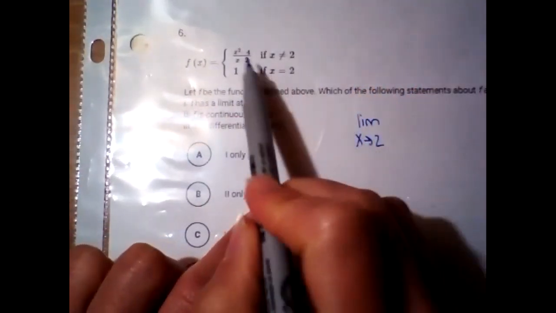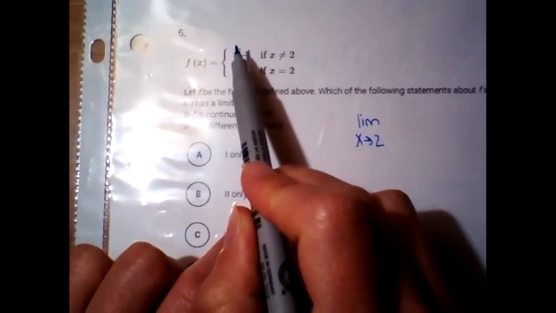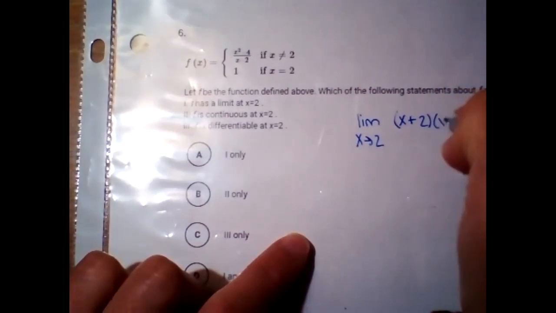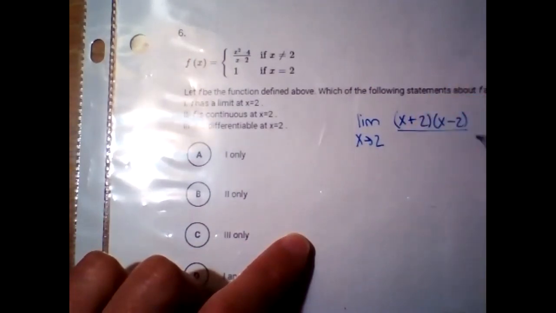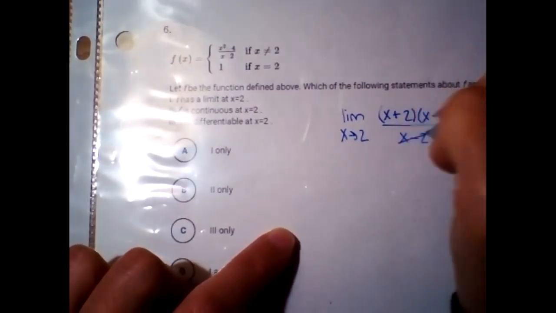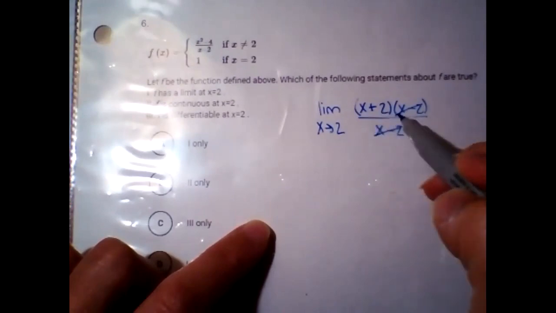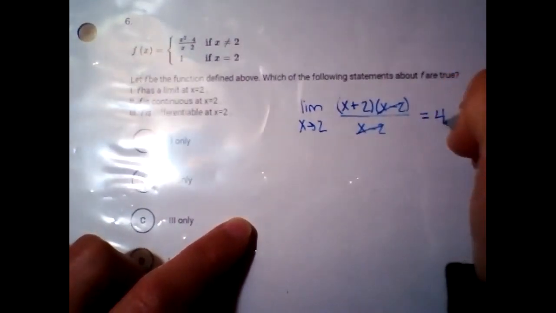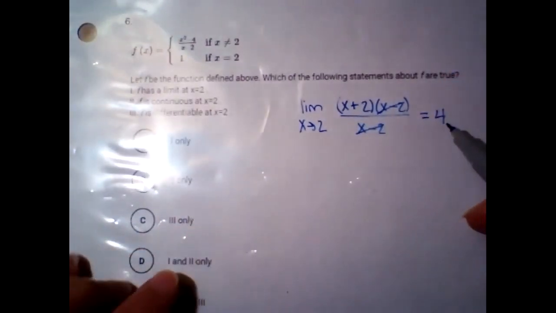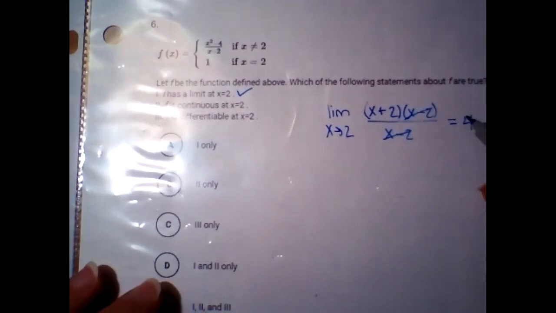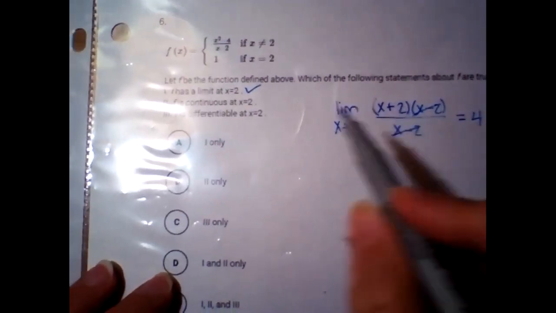Now, if we try to plug in 2, we're going to get 0 over 0. So I am going to need to factor that. And then the x minus 2's are going to cancel. And if I plug in 2, my result is going to be 4. So we got a limit. There is a limit. We got 4. We didn't get does not exist or anything. So there is a limit as x approaches 2.